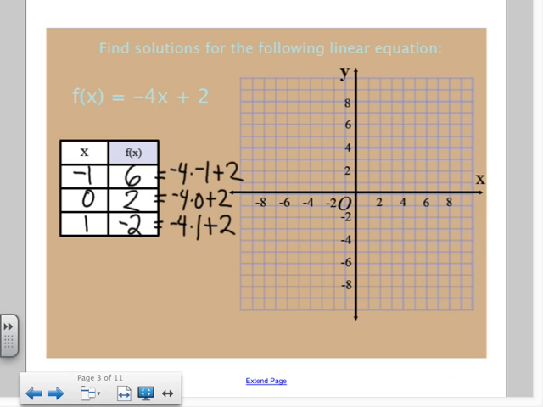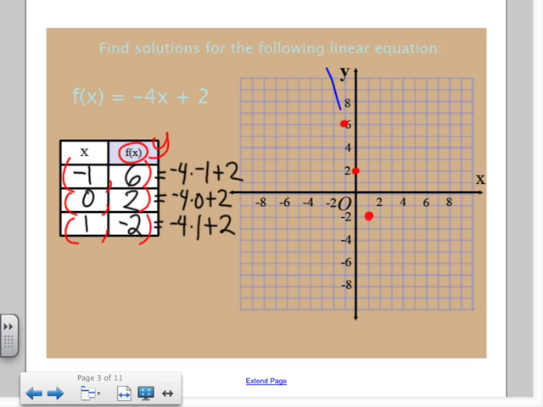All right, so I have my 3 points. So my first one is negative 1, 6. Because remember, f of x, like I said, same thing as y. So here's our xy coordinates, right? xy, xy, xy. All right, so negative 1, 6 would be up here. 0, 2 would be right here. 1, negative 2 would be right here.